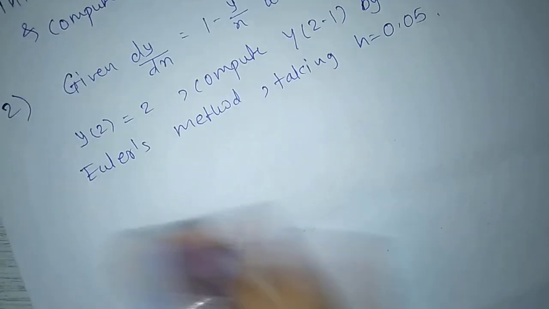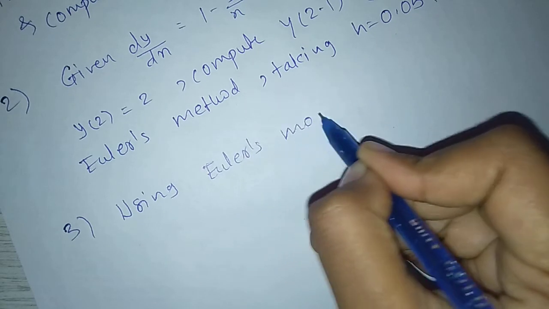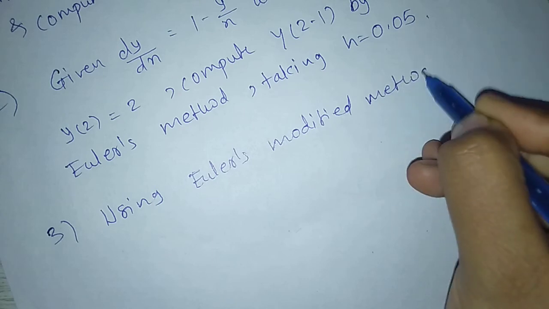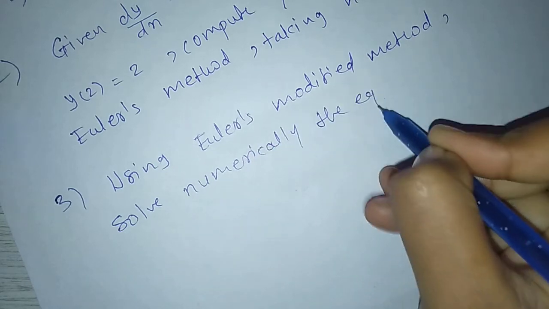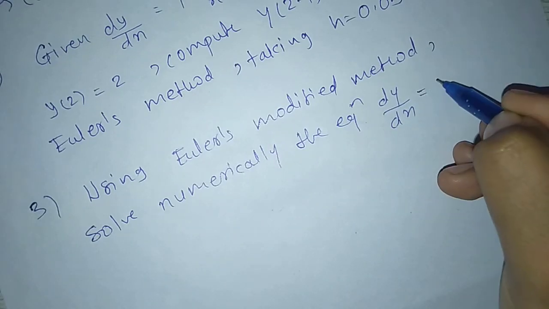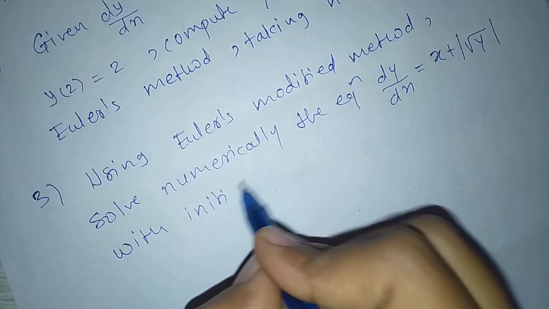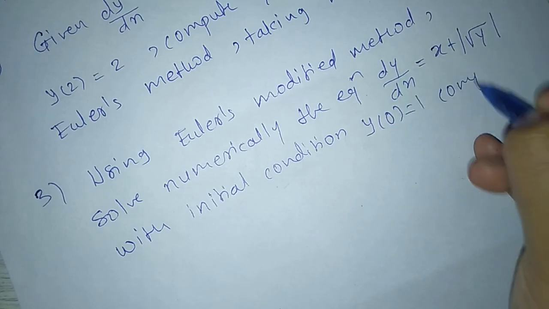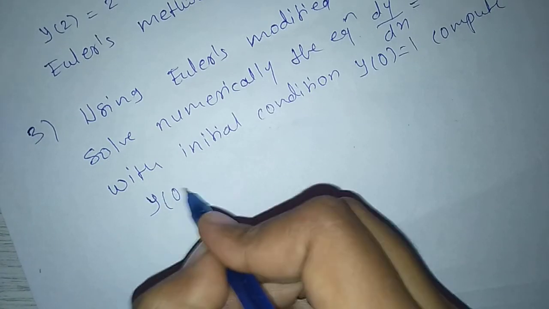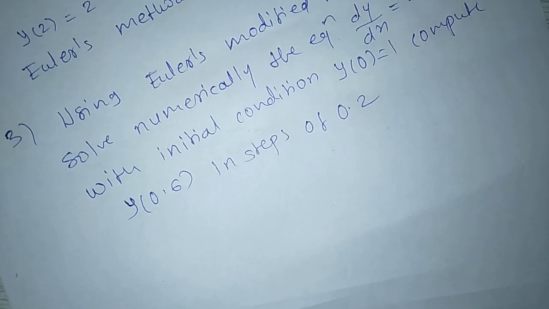Next, third example. Using Euler's modified method, solve numerically the equation dy by dx equal to x plus mod of root y, with initial condition y of 0 equal to 1, compute y of 0.6 in steps of 0.2. Here you have to calculate y1, y2, y3.